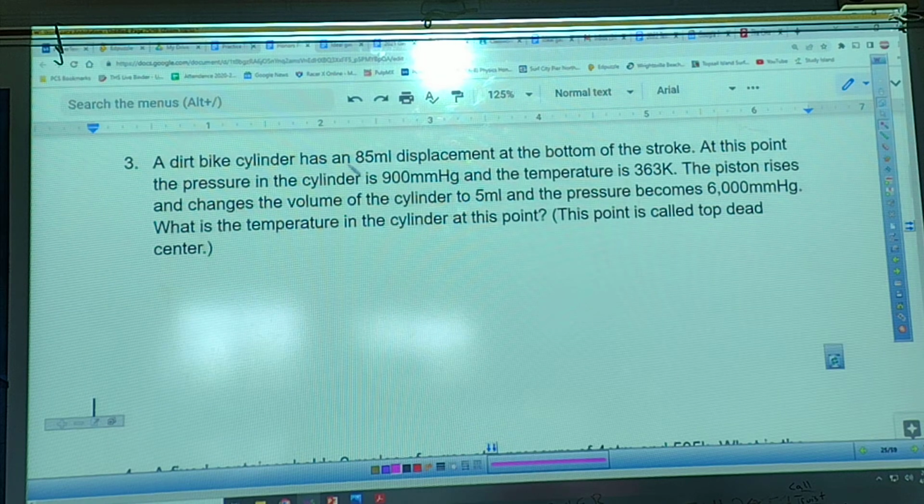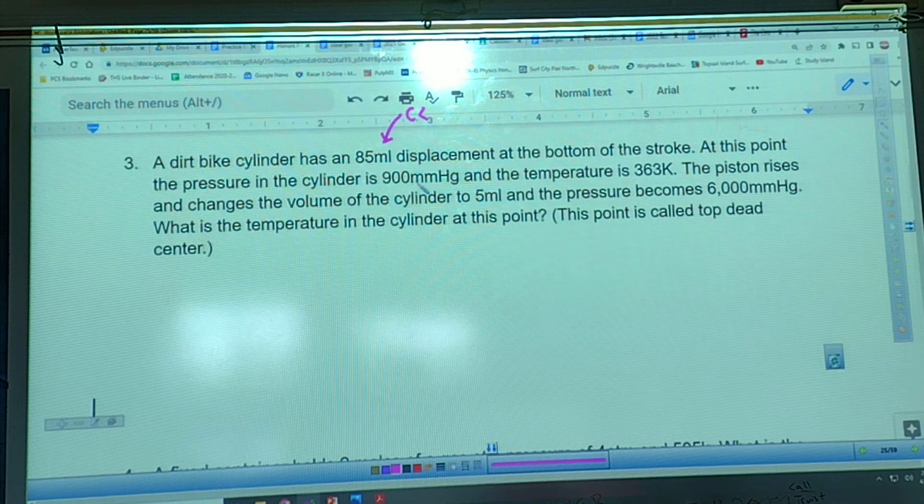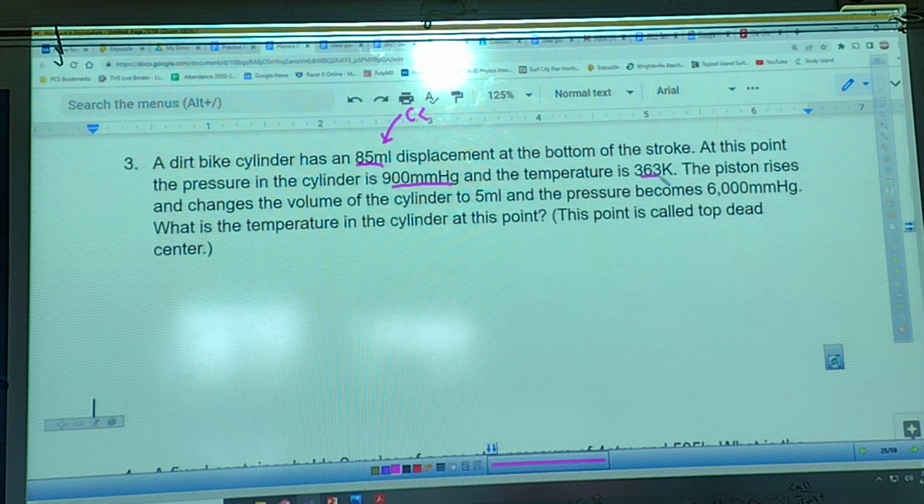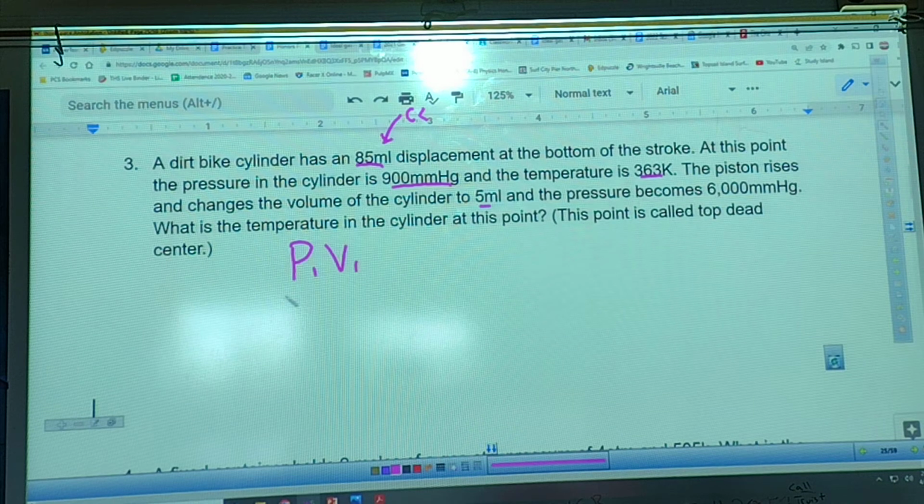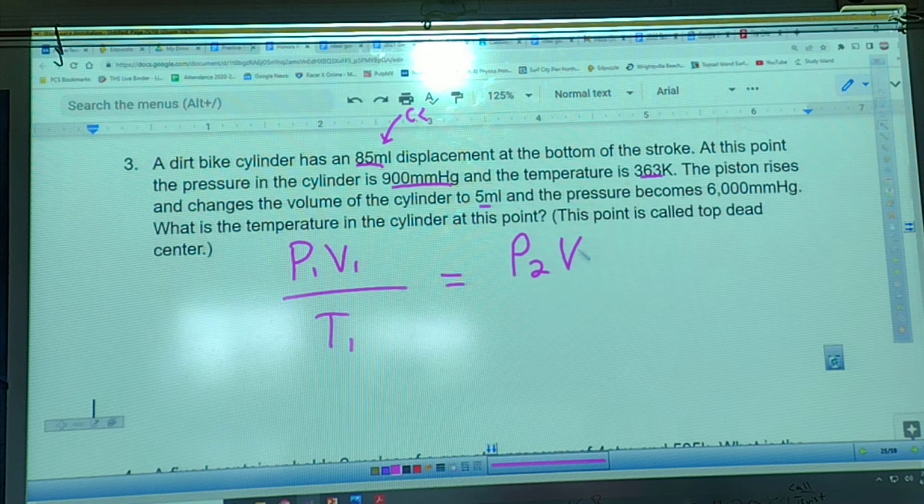A dirt bike cylinder has 85 milliliters. In the original version of this, it said cc's. Well, a cubic centimeter is a milliliter, all right? So a dirt bike cylinder has this volume, and the pressure is 900, and the temperature is 363. If you look, it gives us the volume and pressure again. So this is going to be a combined gas law problem, all right? And this is the combined gas law. Combined gas law problems are before and after problems.